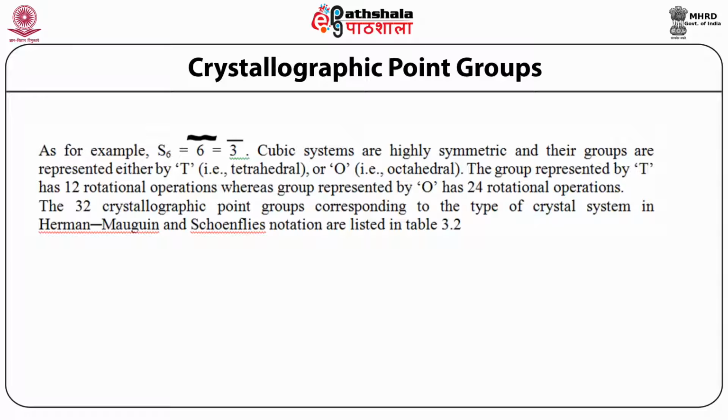Cubic systems are highly symmetric and their groups are represented by capital T, that is tetrahedral, or capital O, that is octahedral. The group represented by capital T has 12 rotational operations, whereas the group represented by capital O has 24 rotational operations. The 32 crystallographic point groups corresponding to the type of crystal system in Hermann-Mauguin and Schoenflies notation are listed in Table 3.2.